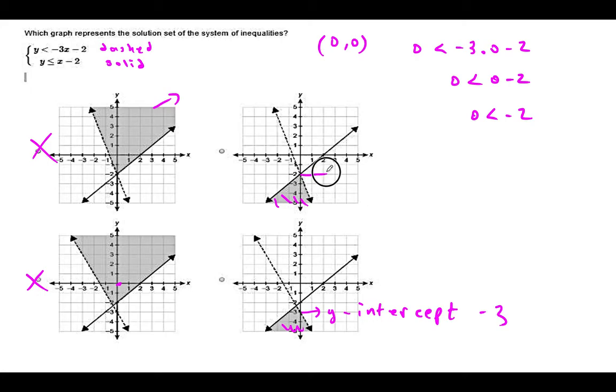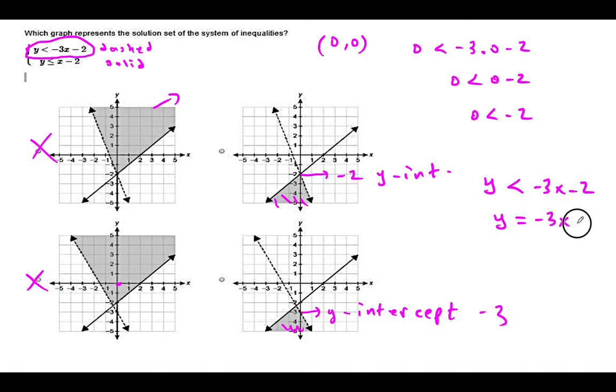Y-intercept for the dashed line is negative 2. A dashed line is this one. How can I find the y-intercept? It's so easy. Y is less than negative 3x minus 2. To find the y-intercept, think of this as the equation.